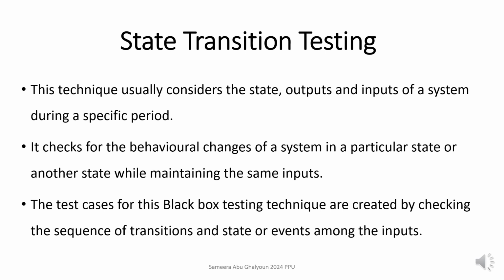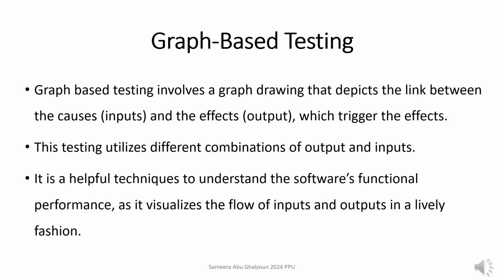Third, state transition testing. This technique usually considers the state, outputs, and inputs of a system during a specific period. It checks for the behavioral changes of a system in a particular state or another state while maintaining the same inputs. The test cases for this black box testing technique are created by checking the sequence of transitions and state or events among the inputs. Techniques of black box testing.